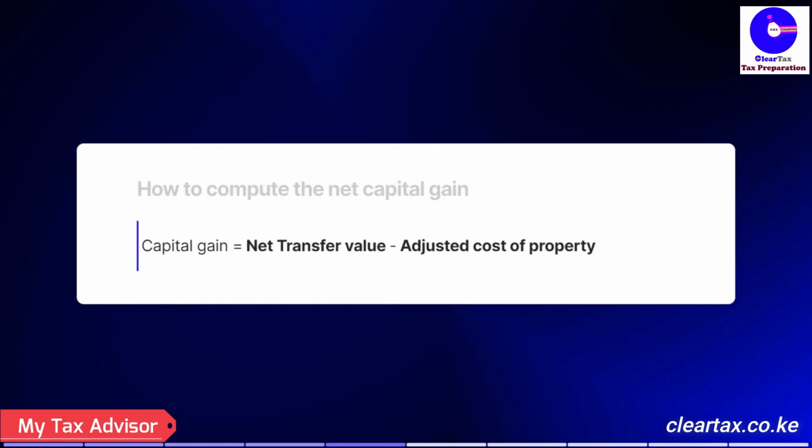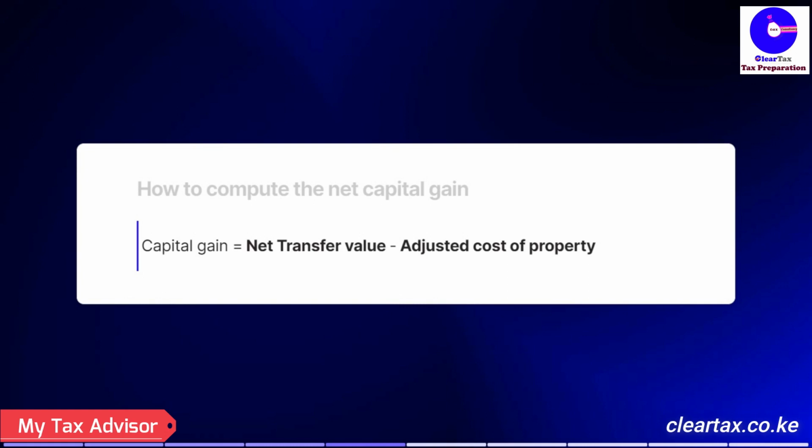But before selling that property, I've had expenditures to facilitate that sale. I've had to pay lawyers, I've had to pay agents to look for me a buyer. I've had to advertise it so that I can get a buyer. So all those expenditures, you remove them from the transfer value. So essentially what you have is the net transfer value.